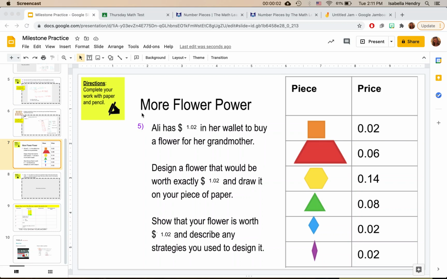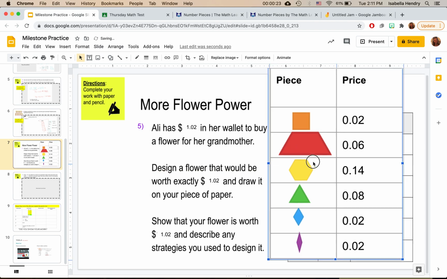Okay, last one, number 5. Ali has $1.02 in her wallet to buy a flower for her grandmother. Design a flower that would be worth exactly $1.02 and draw it on your piece of paper. Show that your flower is worth $1.02 and describe any strategies you use to design it. So you could do this any type of way you want.